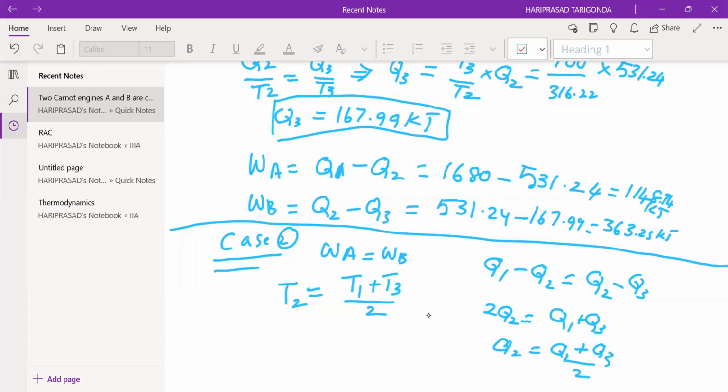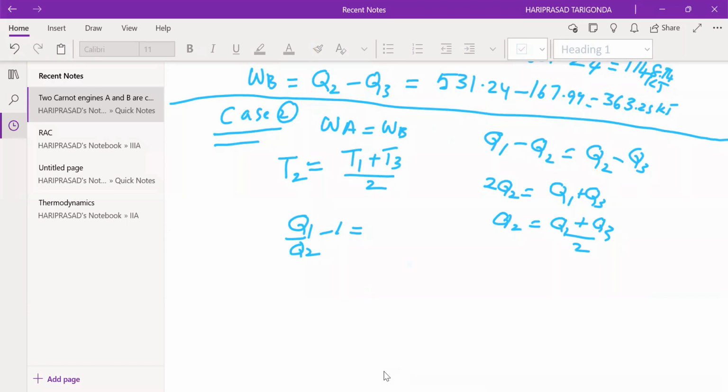This is for heats. Coming to the efficiencies, if you divide the first expression with Q1, it becomes efficiency. Or divide the first expression with Q2, you will get Q1 by Q2 minus 1, is equal to, dividing the second expression by Q2, 1 minus Q3 by Q2. Here Q1 by Q2 will be T1 by T2.